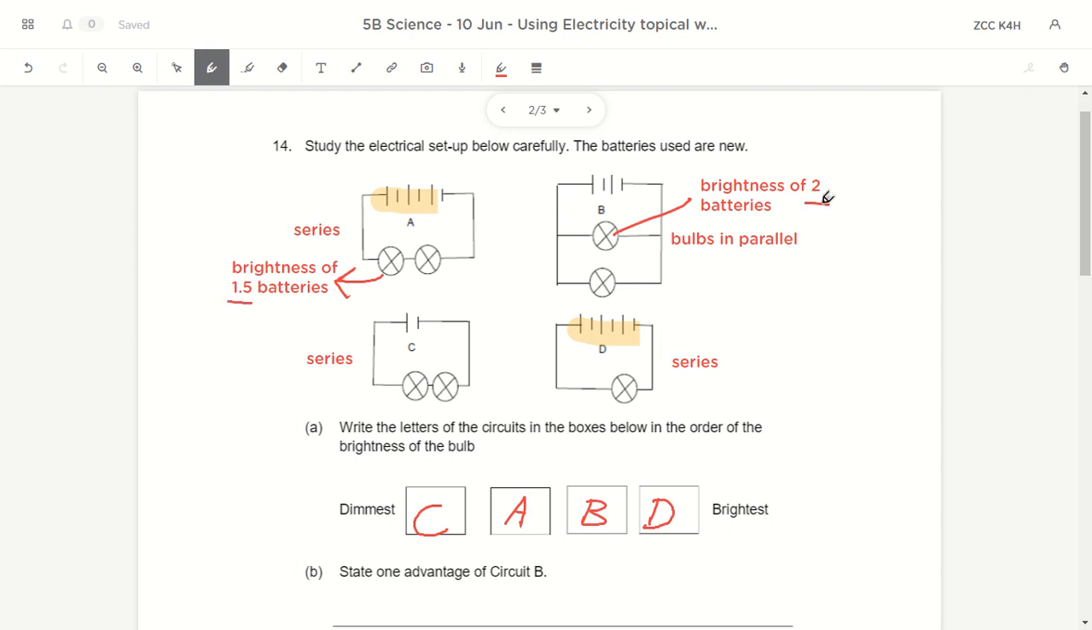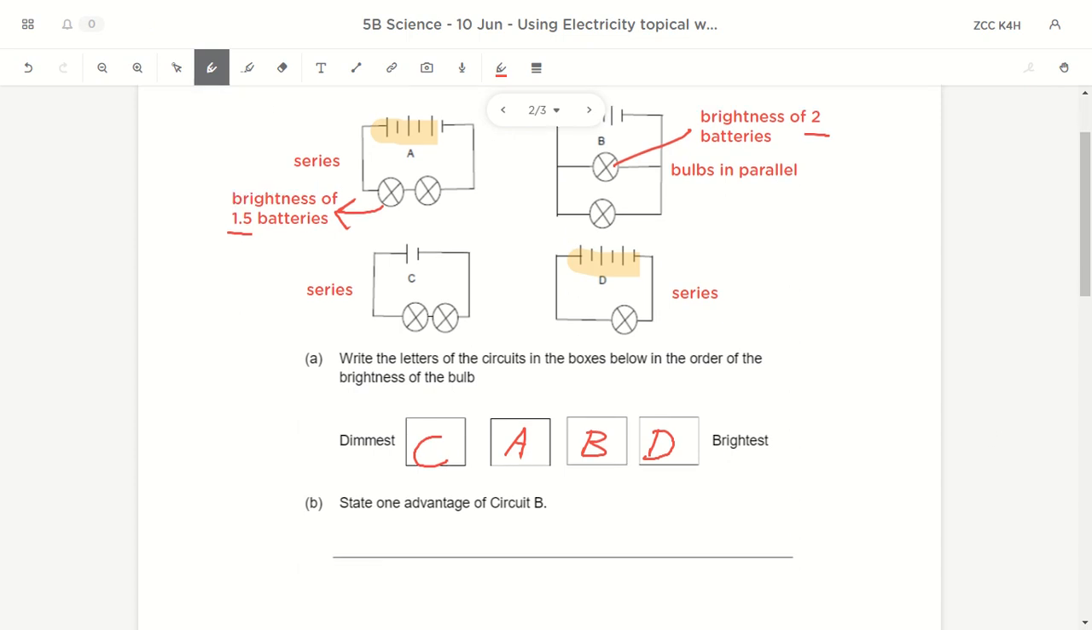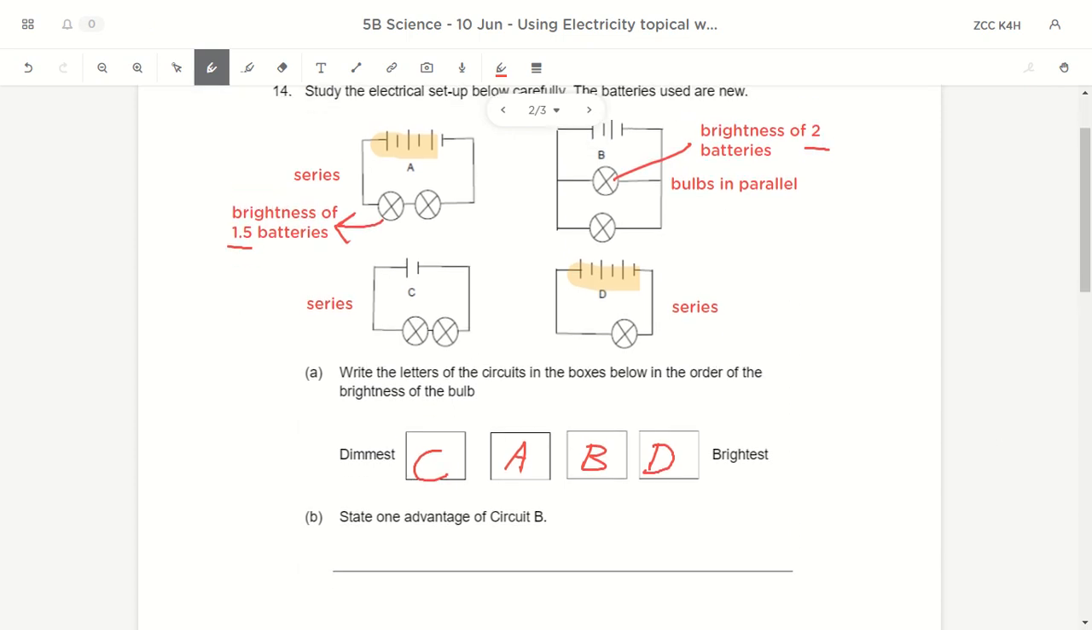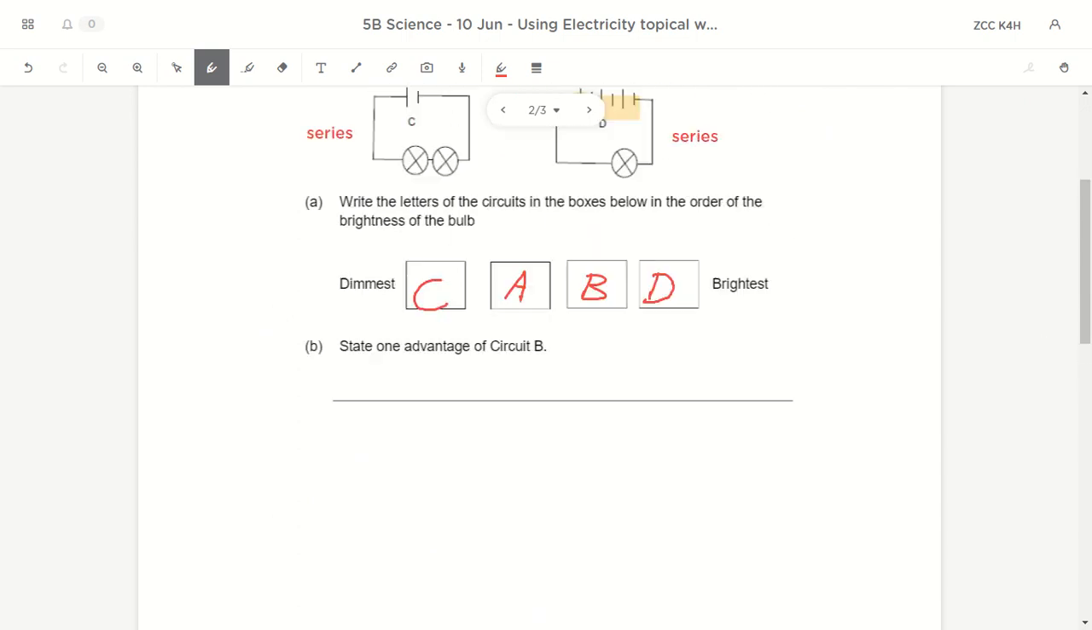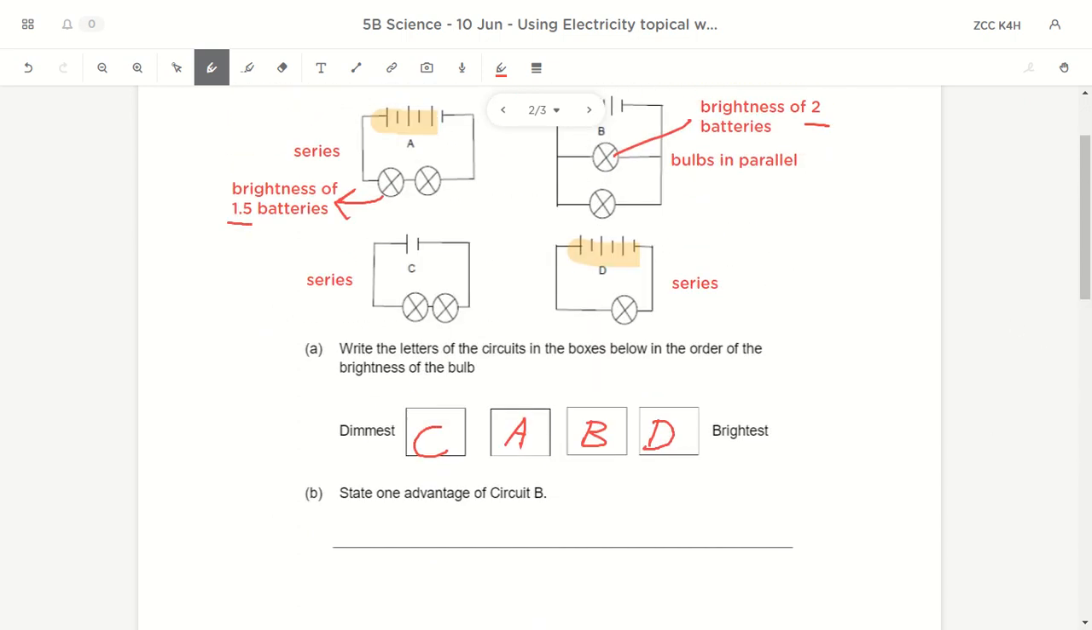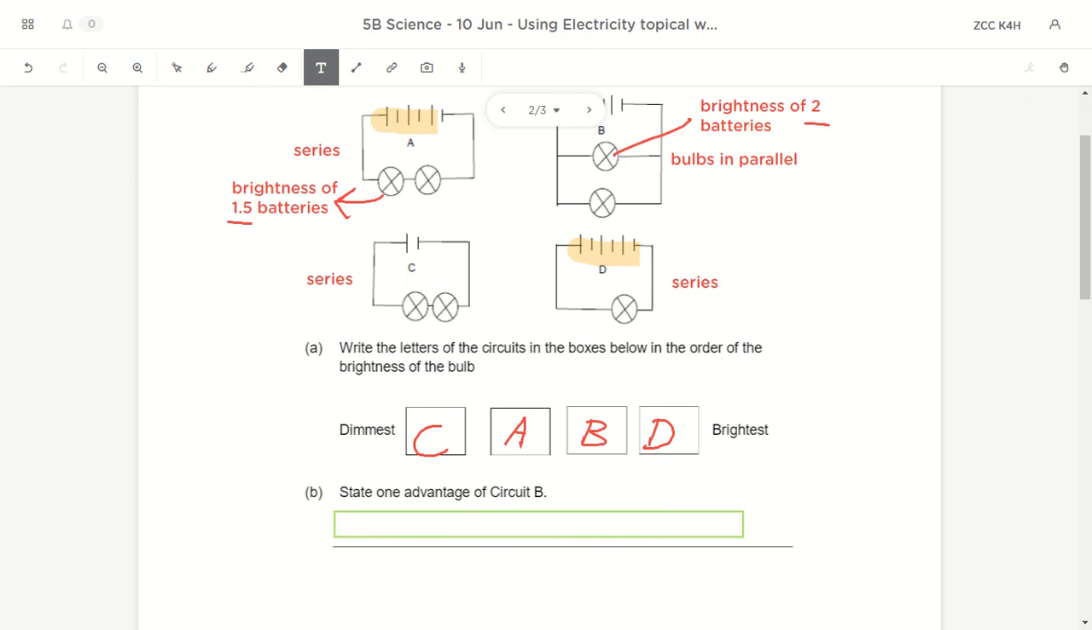So it's CABD. Again, we know that in circuit B the bulbs are connected in parallel. So what's the advantage of connecting bulbs in parallel? Very simple, there are actually many advantages, and one of them is that when one bulb fuses, the other bulb is still able to light up.